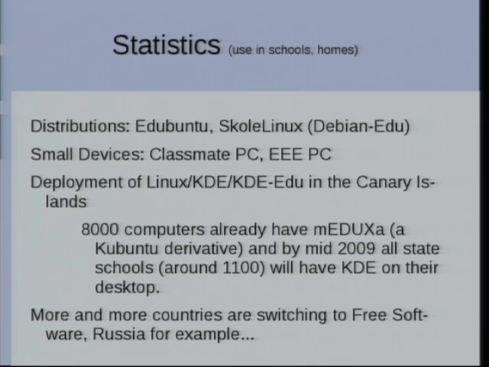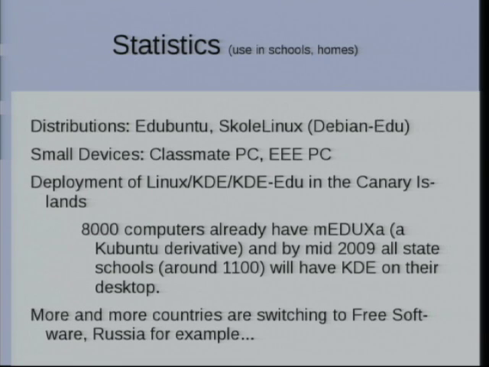The educational software has to be able to run on small devices because, for example, the OLPC and the Classmate are distributed quite a bit to schools and used for education, right? And also the EeePC can run all of the education applications. There are also some rather large deployments of KDE Edu software. Everyone that has heard of KDE knows K-Stars, as we found out earlier today, because that was the big demo app. But there are 8,000 computers in the Canary Islands that have KDE Edu on them.